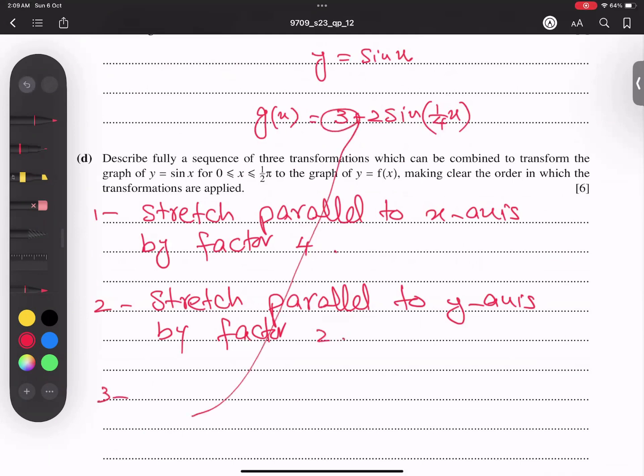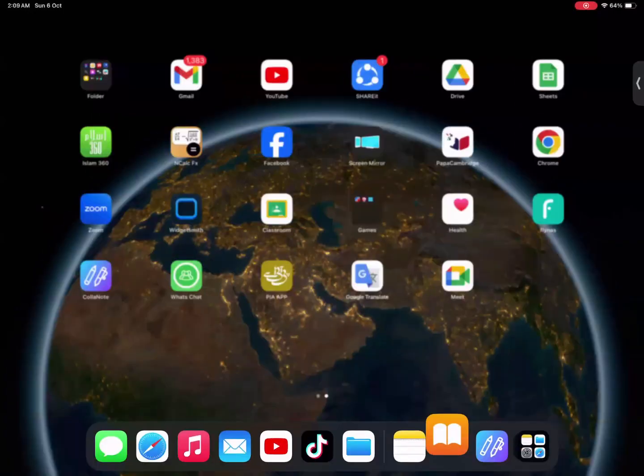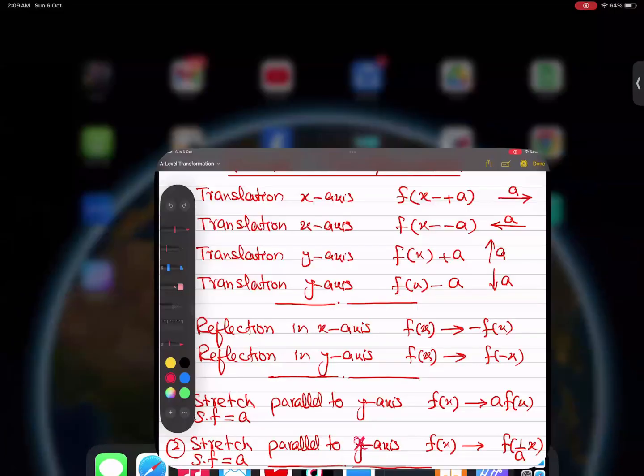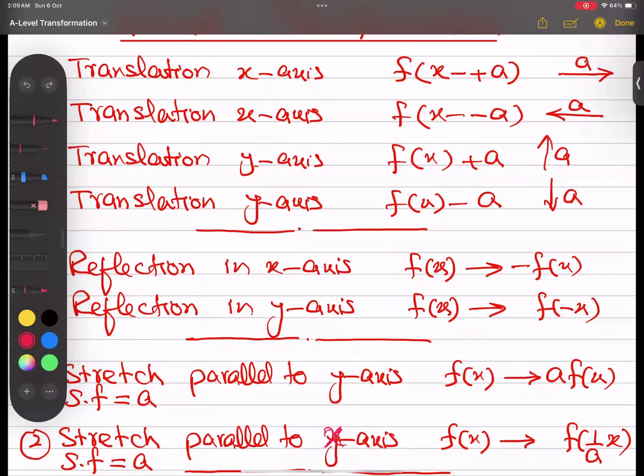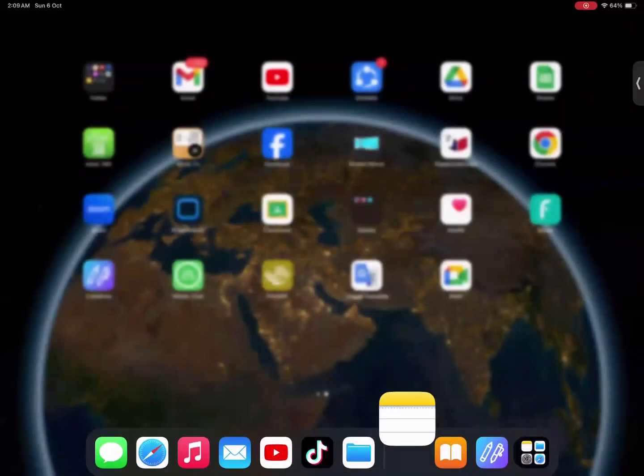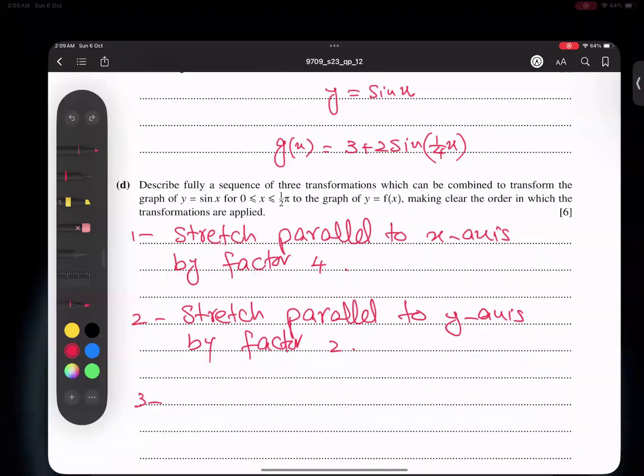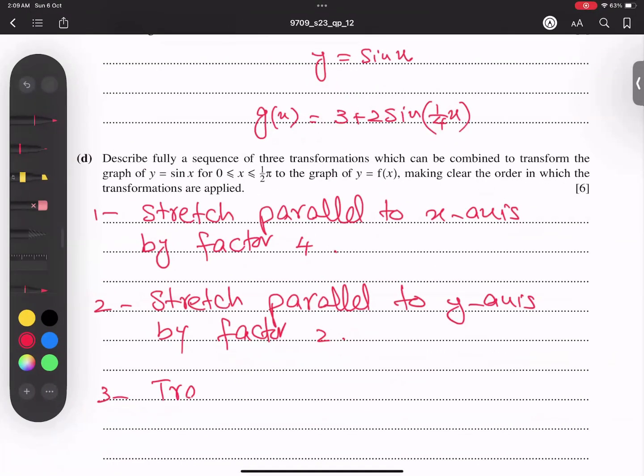Third option. What is outside? You know, outside adding is always a translation in y-axis, plus so upward, negative so downwards. So that's it. And is adding outside, translation by 0.3. I hope so. The point is very clear. Let's go for the next question.